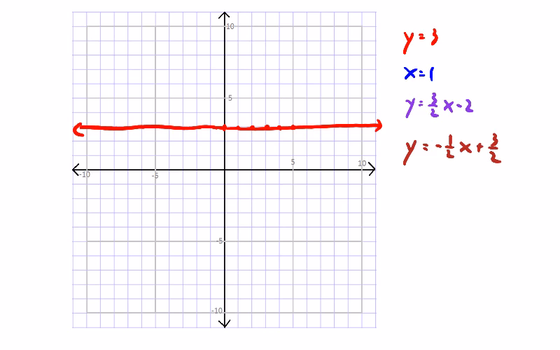The second equation, x equals 1, means that x is always 1 no matter what y is. So when y is 0, x is 1. When y is 1, x is 1. When y is 2, x is still 1. So x will equal 1 all of the way up, and x will equal 1 all of the way down. So that is a vertical line.